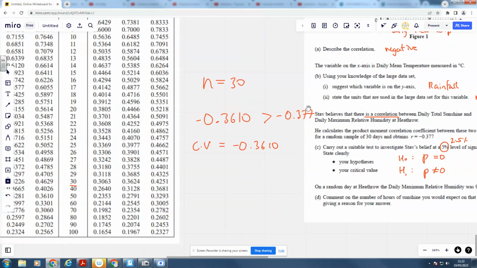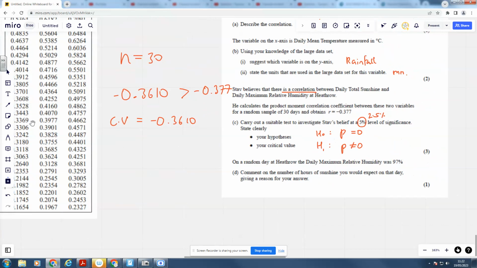Now, as you can see, this is more negative and closer to minus 1 than the critical value. Hence, once again, we're going to be accepting the alternative hypothesis. We're going to be accepting H1. Now, always have a comment in context at the end. Yeah, sufficient evidence to suggest there's a correlation. Don't say positive or negative because it was a two-tailed test and we're just testing for correlation.